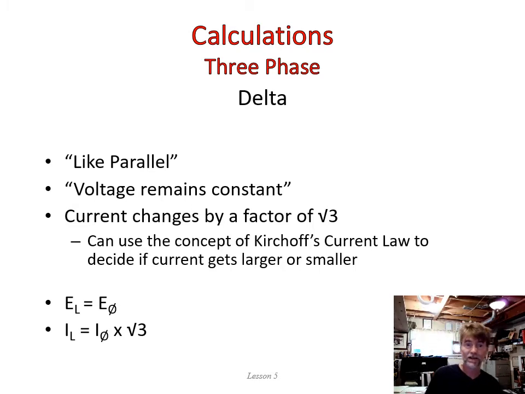And we said a delta connection is like parallel. Okay, and what is it about a parallel circuit that we base our calculations on? The thing that we hang our hat on to start our calculations is that in a parallel circuit, voltages remain constant. If we go back to our original lessons on using Ohm's law, we know that every branch of a parallel circuit sees the same voltage drop. So voltage remains constant.